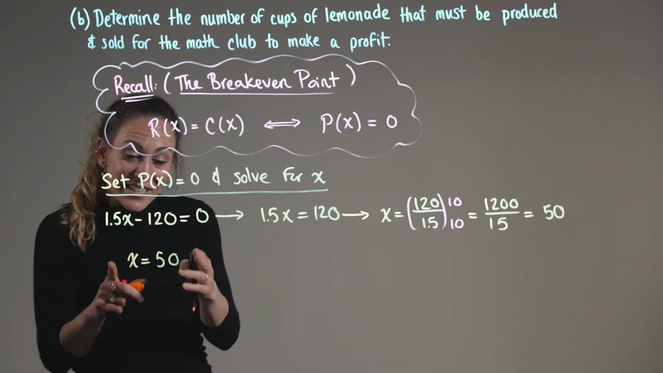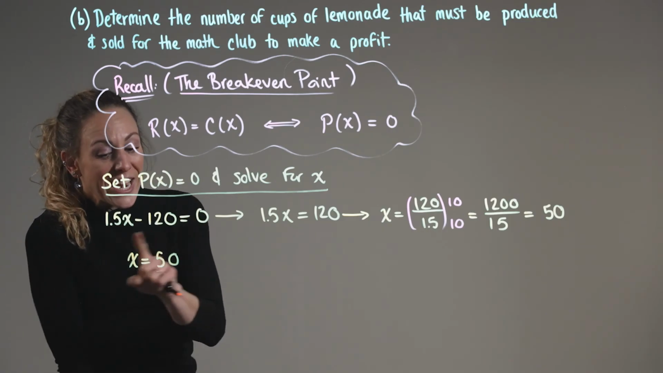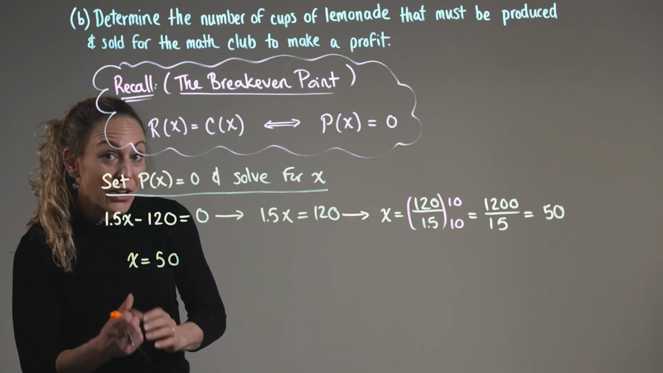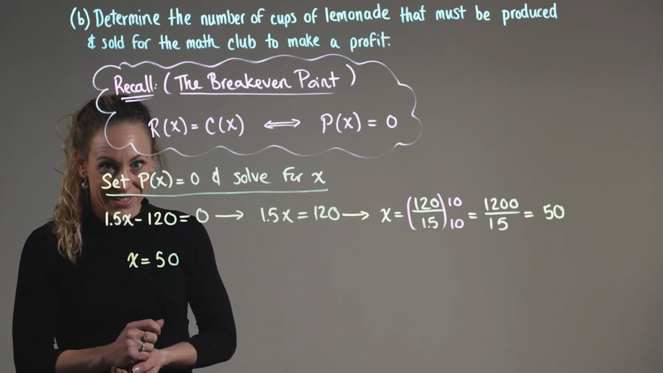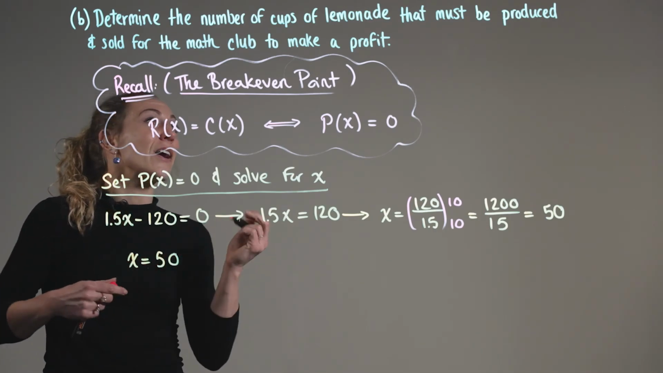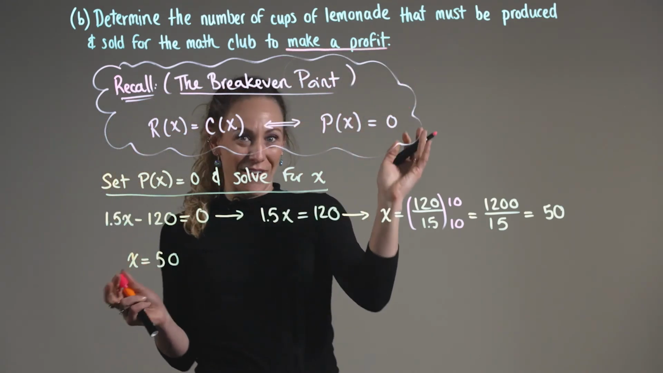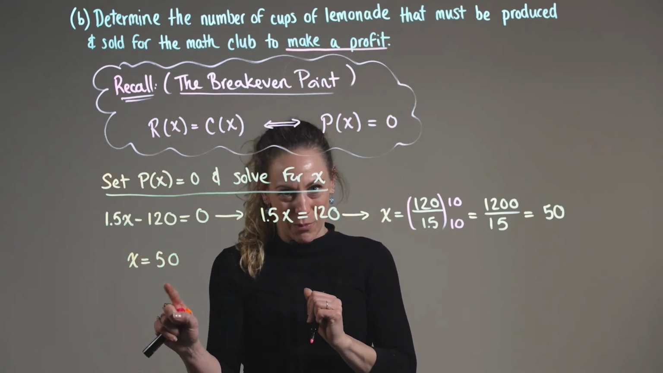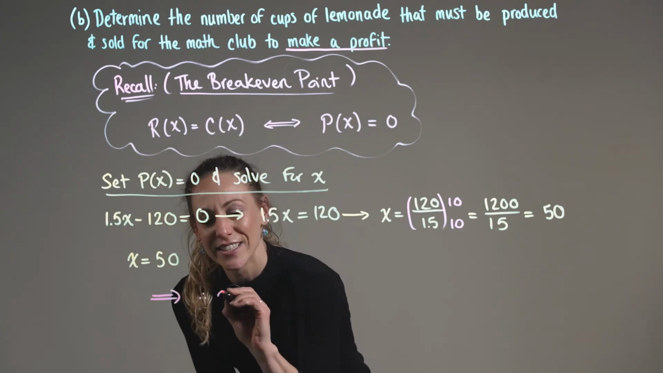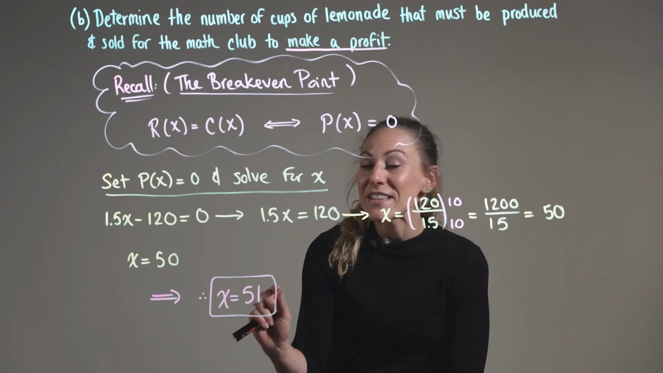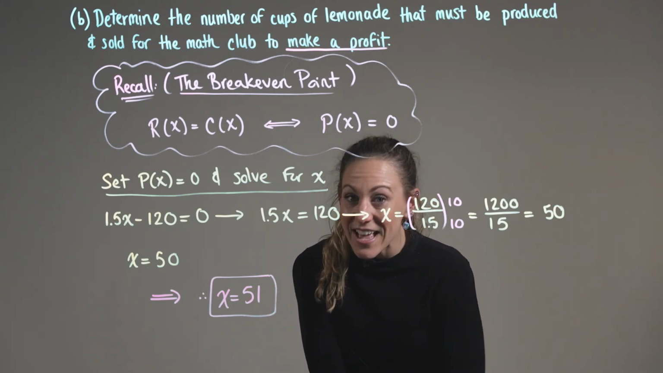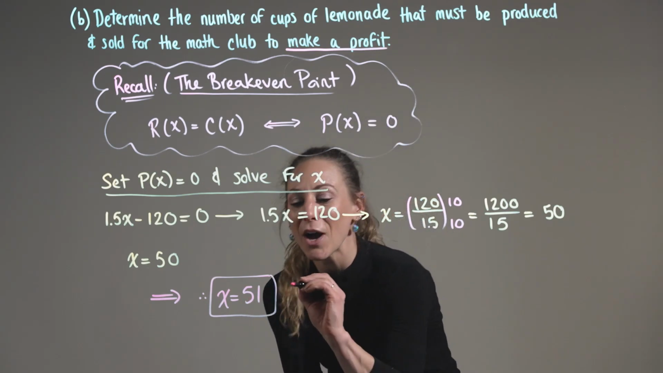Well, recall that this is the break-even point. At x equals 50, the club has earned a profit of no dollars, or $0. So in order for the club to make a profit, we need at least one more unit than this. So in order for the club to make a profit, they must produce and sell at least 51 cups of lemonade.